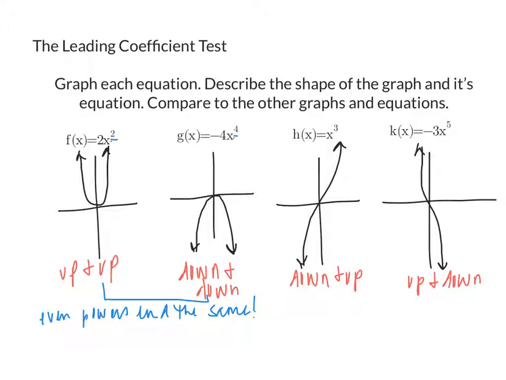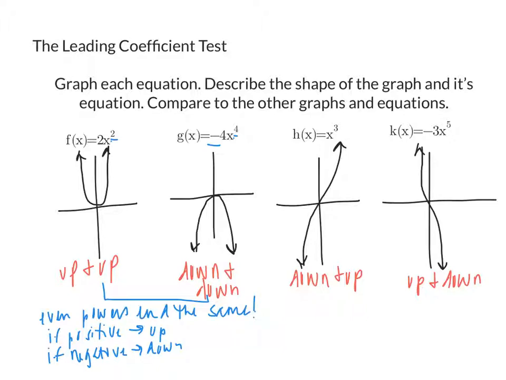How do I know if it's going to be up and up? If my function is positive, it's going to be up. But if it's negative, notice here, this was a negative 4, it will be down. And we've had enough experience with those two types in particular that we probably could have come to that conclusion anyway.